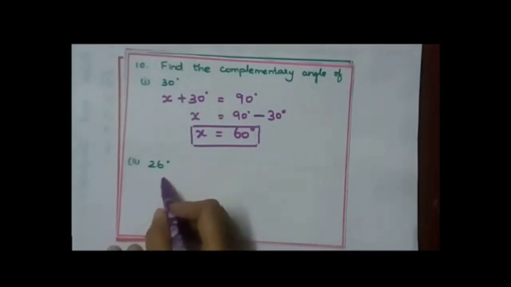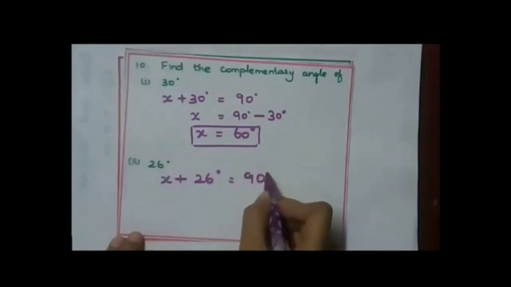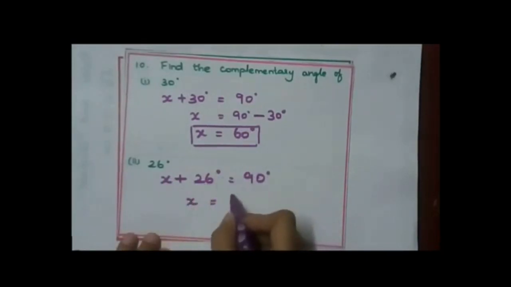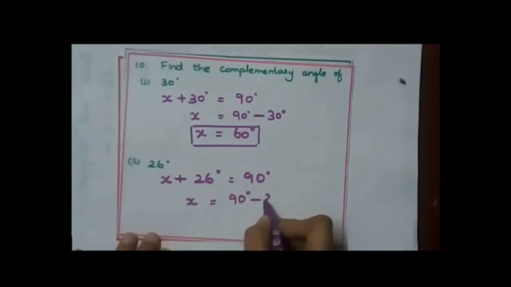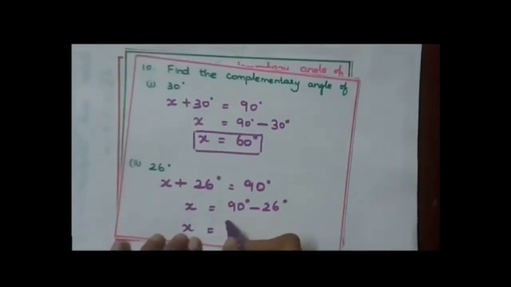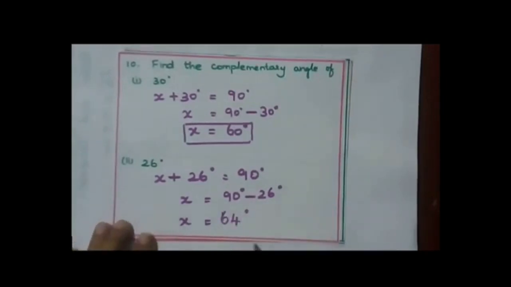Next problem. You have to find the complementary angle for 26 degree. So I am taking x plus this 26 degree will give 90 because complementary. I am writing x and bringing this 26 to the other side. So it will become minus 26 degree. So 90 minus 26. Tell me the answer. Answer will be 64 degree. Is it clear?